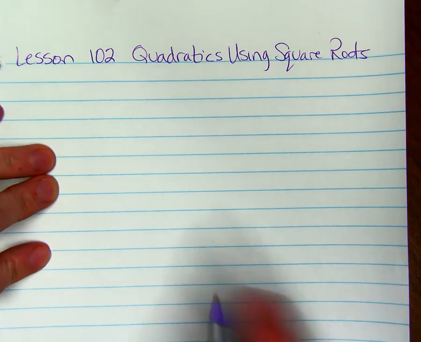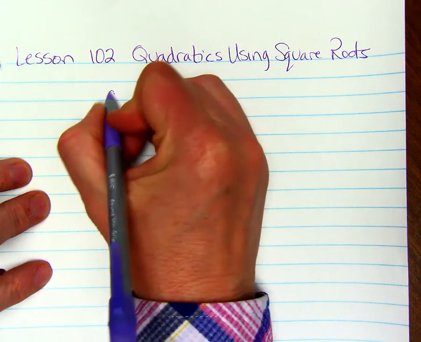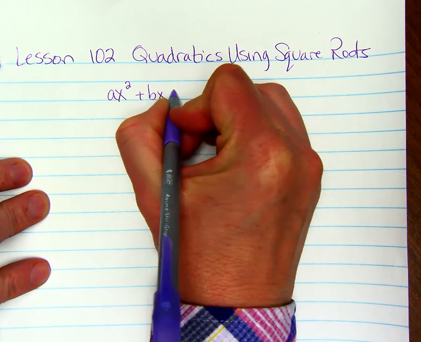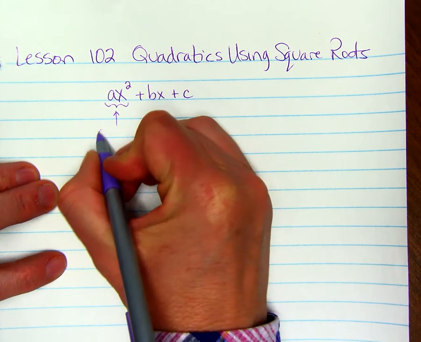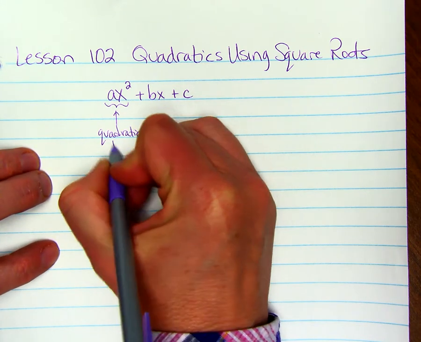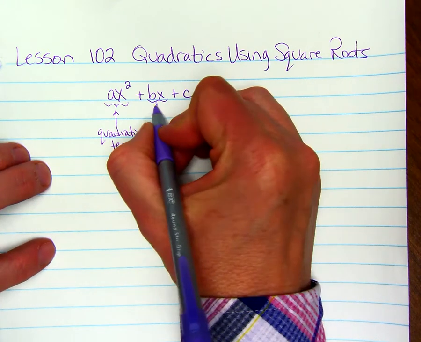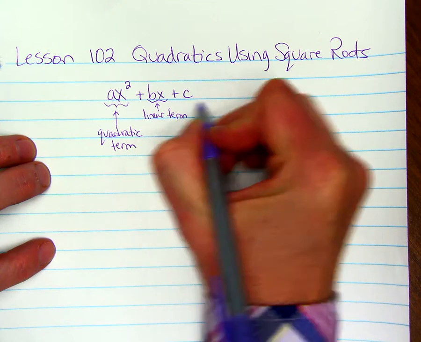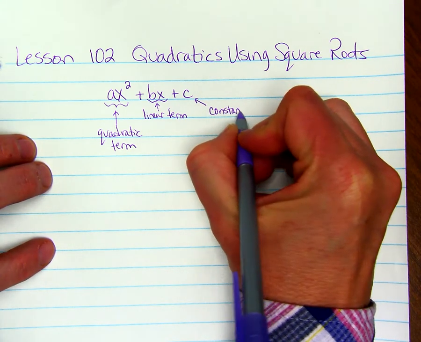Lesson 102, quadratics using square roots. When we have a quadratic, ax squared plus bx plus c, this term ax squared is our quadratic term. The term b times x is our linear term. And then the number c is just the constant term.